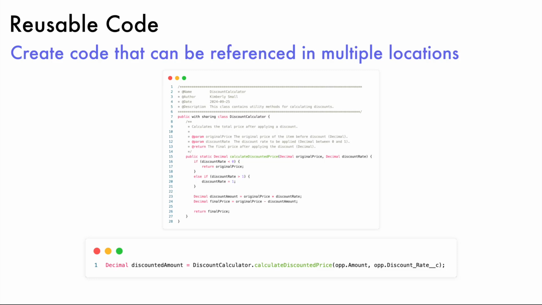In this example, I have created a reusable Apex method that can be used to calculate a discounted price by passing in the original price and the discount rate. This method can be referenced anywhere that we need to calculate a discount, and if I ever need to adjust the discount logic, I can just update it in this single location.